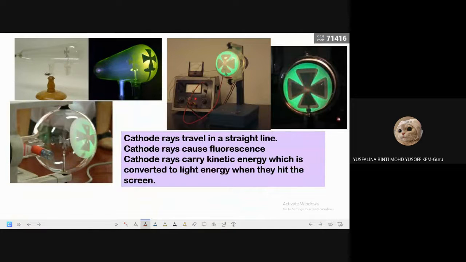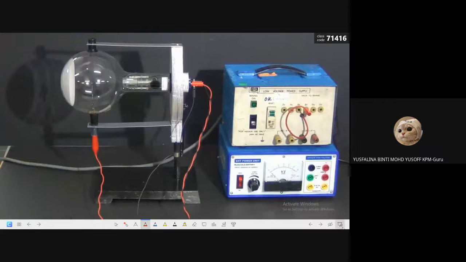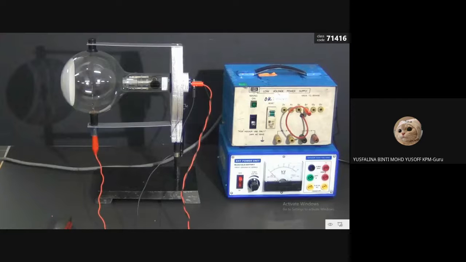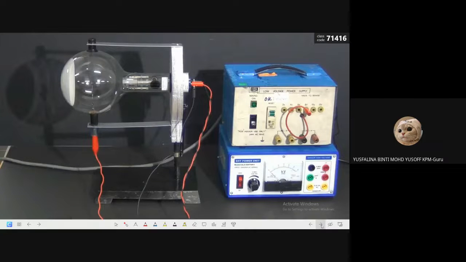Okay, so we conclude here: cathode rays travel in a straight line, cause fluorescence, and carry kinetic energy, which is converted to light energy when they hit the screen. So this is actually the experiment. This is called the Maltese cross, and these are the cathode rays. Maybe we can see this video. No, another one. Sorry. Yes.